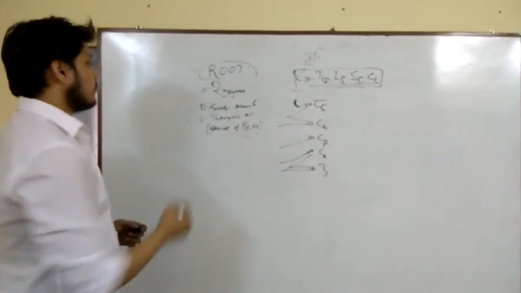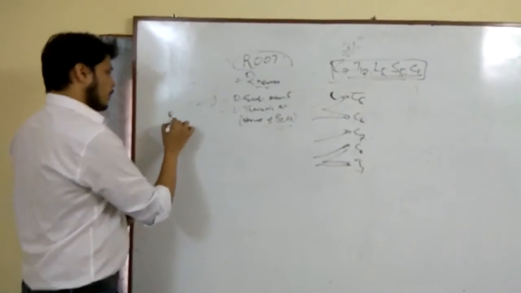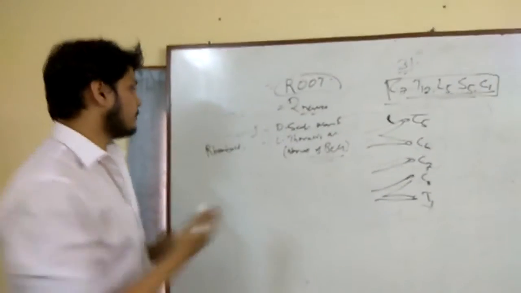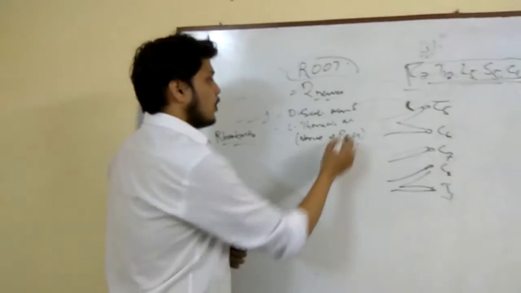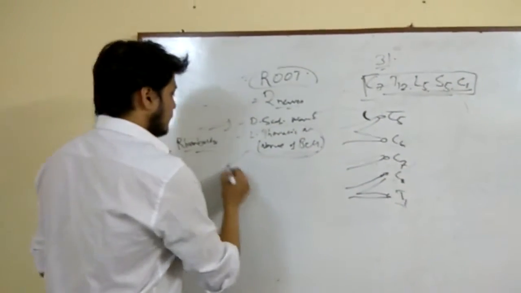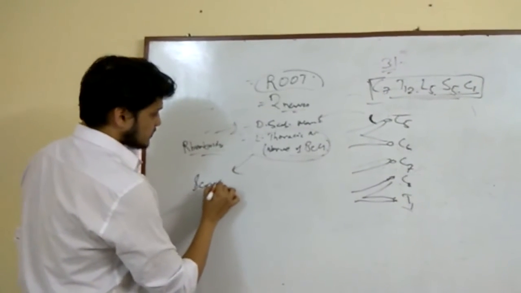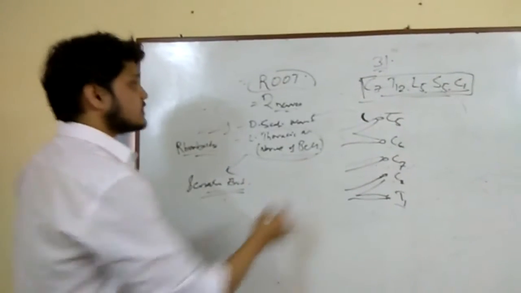Okay, next question, which muscle does it supply? It supplies the rhomboids, which lie on the back, called the rhomboids. Now, the long thoracic nerve will supply a very important muscle called the serratus anterior. Serratus anterior. So this is about the root.